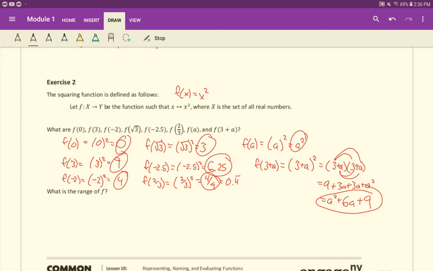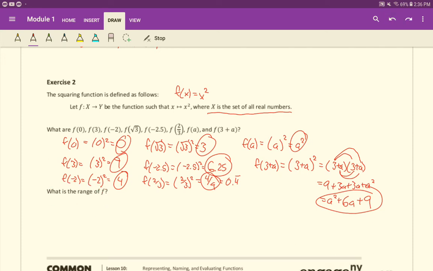Okay, lastly, what is the range of f? Well, this is interesting here. So these x values that we picked right here, that was not our domain. We were told what our domain was earlier. The domain is the set of all real numbers. Okay, so we have to think here, right, if we take any real number, what are all the possible range or y values that could result?